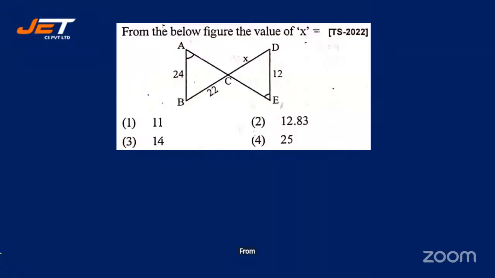From the below figure, the value of x is equal to dash. Right? So here you can very clearly see A, B, C, D, E. So the values are given as AB is 24, DE is 12, BC is 22, CD is x. Right? So with this, you have to find out the value of x. Take your time, students, but don't take more time. Try to solve this question.